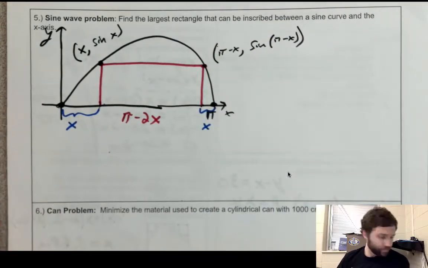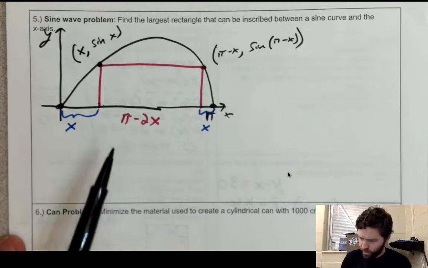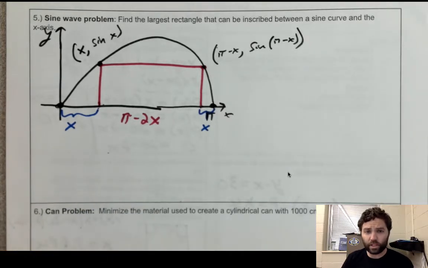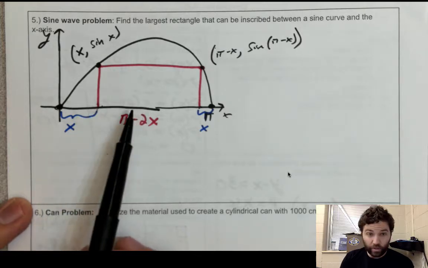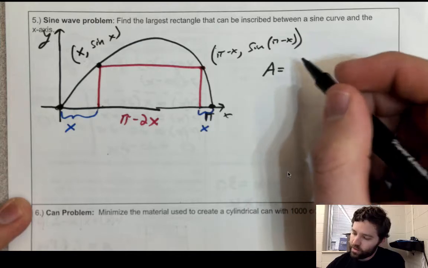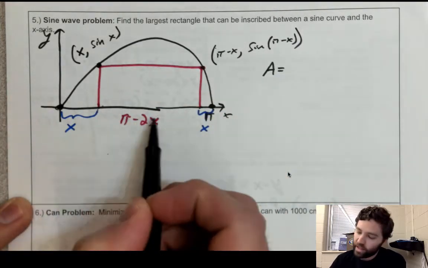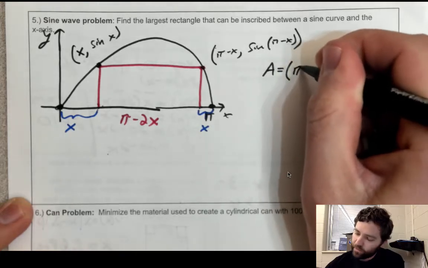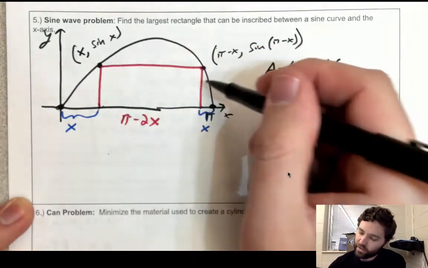Okay, so at this point, we can figure out what the area of the rectangle will be. It is length times height. So let's write that out. Length is pi minus 2x, and then the height is going to be sine.